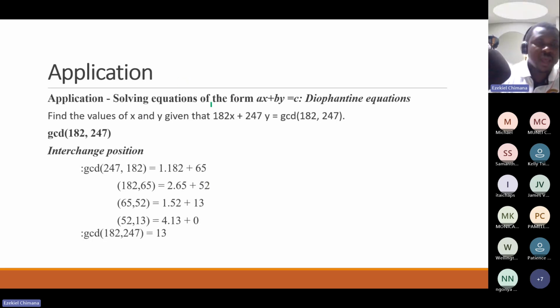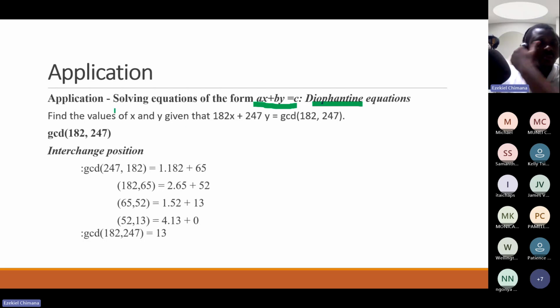You can also apply the Euclidean algorithm to solve such type of equations. We call them Diophantine equations. These equations are in the form of AX plus BY is equal to C. Those equations in this form, we can also solve them using this Euclidean algorithm. So how can you do it?